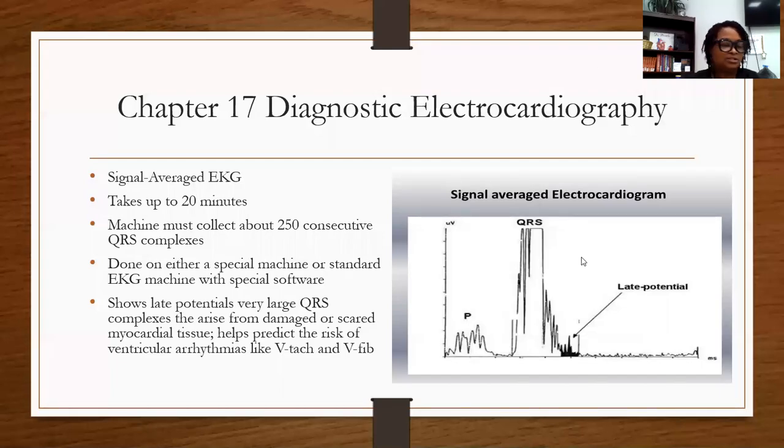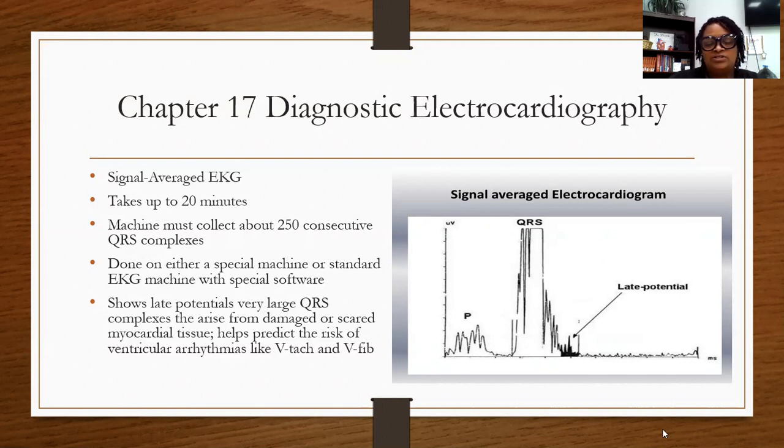Hey class, today we're starting with chapter 17, diagnostic electrocardiography, and we're going to start off with talking about signal average EKG. Your routine EKGs take only a few seconds or a few minutes to perform, but your signal average EKG takes up to about 20 minutes to perform. With this EKG, you have to collect at least 250 consecutive QRS complexes.